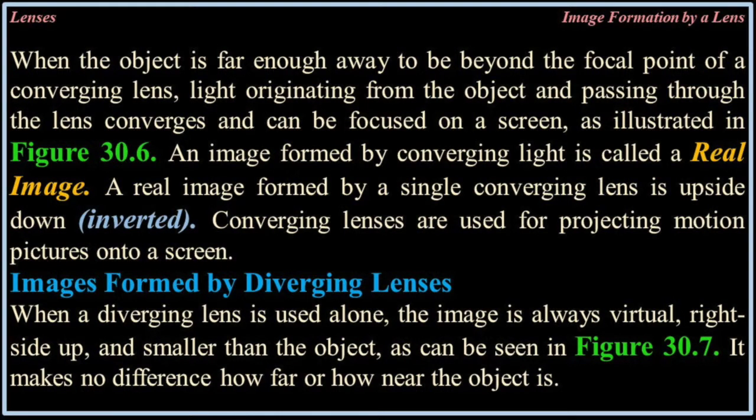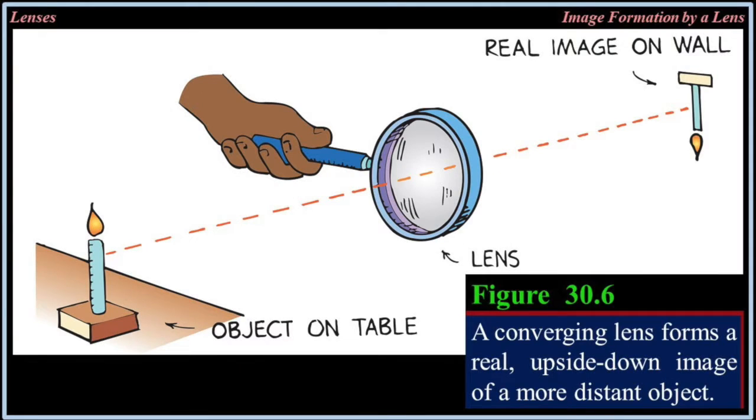When the object is far enough away to be beyond the focal point of the converging lens, light originating from the object and passing through the lens converges and can be focused on a screen, as illustrated in figure 30.6. An image formed by converging light is called a real image. A real image formed by a single converging lens is upside down, inverted. Converging lenses are used for projecting motion pictures onto a screen.